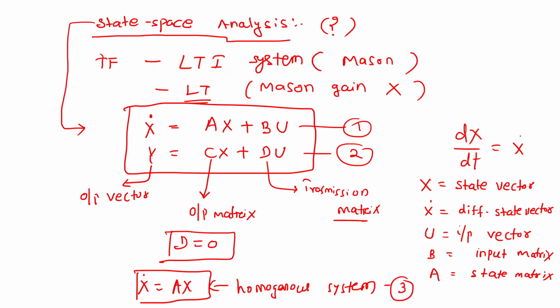Suppose in the circuit L and C are there, this is a second order system. Suppose 2L and 1C are there, this is a third order system. So the order of the equation defines the number of state variables.